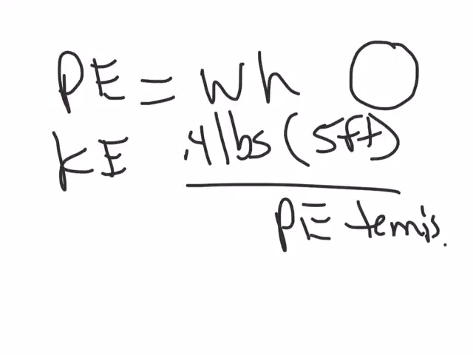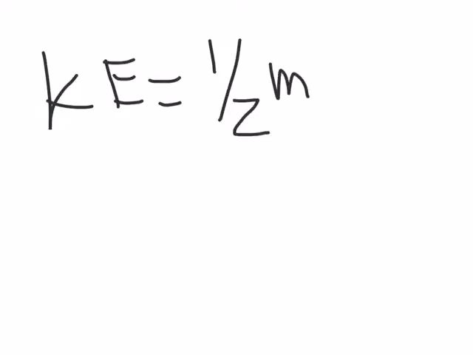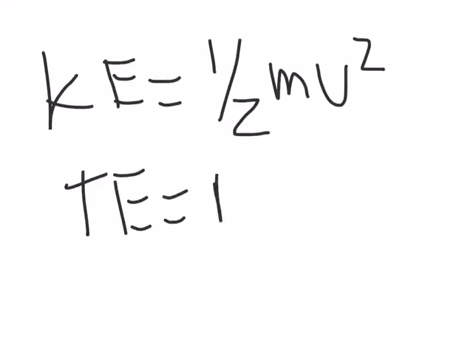Okay. I'll look at kinetic energy. It's going to be equal to 1/2 mass times velocity squared. Okay. And if I want total energy, it's going to be equal to potential energy plus kinetic energy. And this will give us total energy of an object.